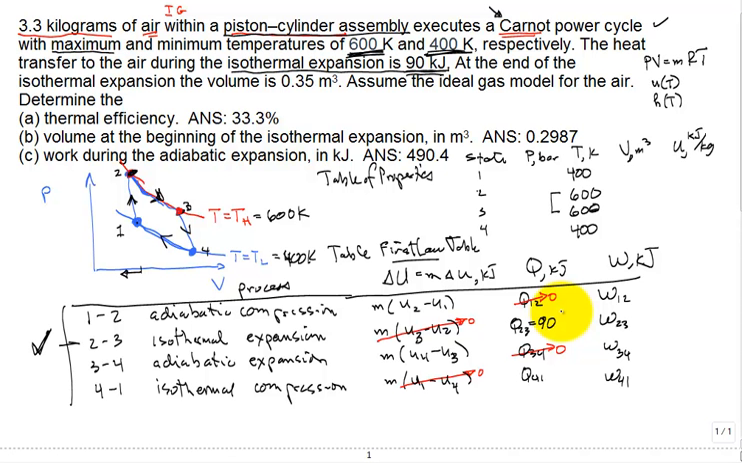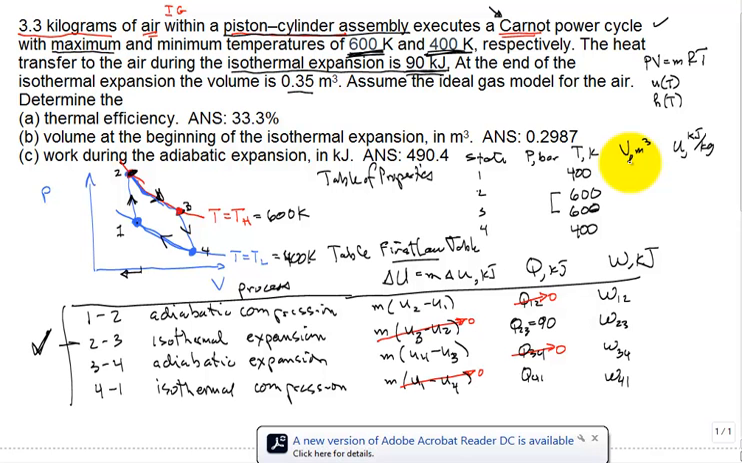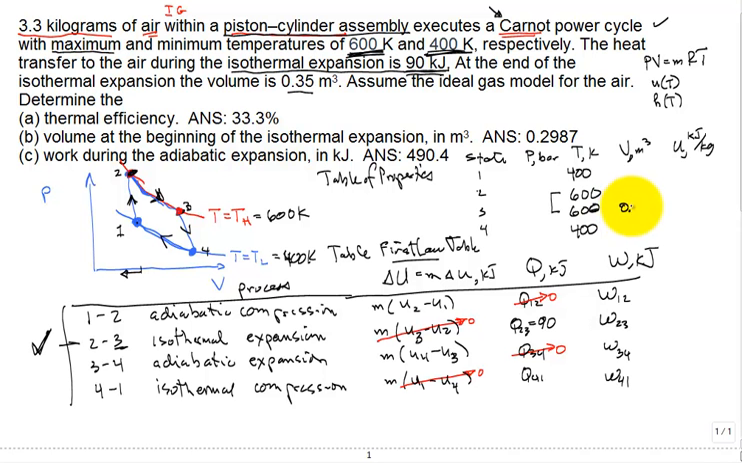Okay, and let's continue to read the problem statement. At the end of the isothermal expansion, the volume is 0.35 meter cubed. Well, what's at the end of the isothermal expansion? State 1, state 2, state 3, state 4. Well, it's state 3, isn't it? Isothermal expansion, the end state is state 3. So we come up here, and V3 is 0.35 meter cubed. Okay. Assume ideal gas model. That's right. Thank you for the reminder.